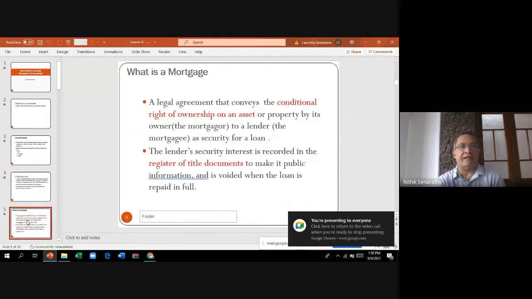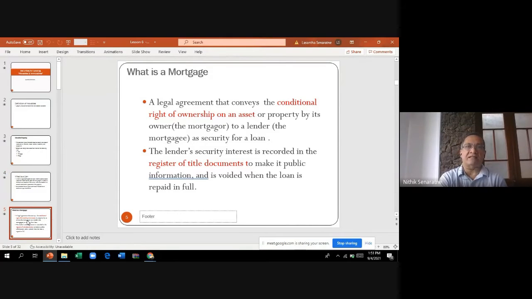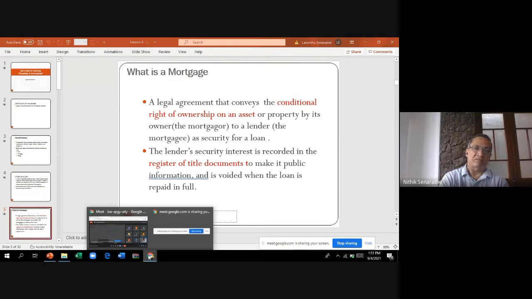Right. Then what is a mortgage? A legal agreement that conveys the conditional right of ownership on an asset or property by its owner, the mortgagor, to a lender, the mortgagee, as a security for a loan. Now, if you see, I have a property, right? I'm mortgaging that property with the bank. So I'm the mortgagor, right? And I'm obtaining a facility in my name. So I will become the obligor as well as the mortgagor, right?